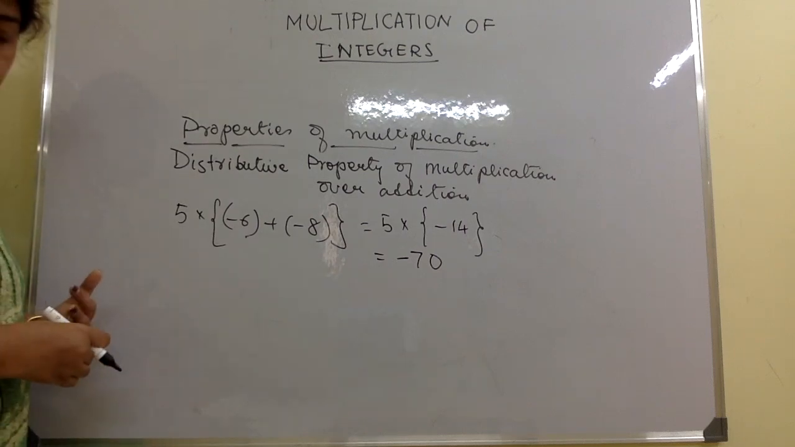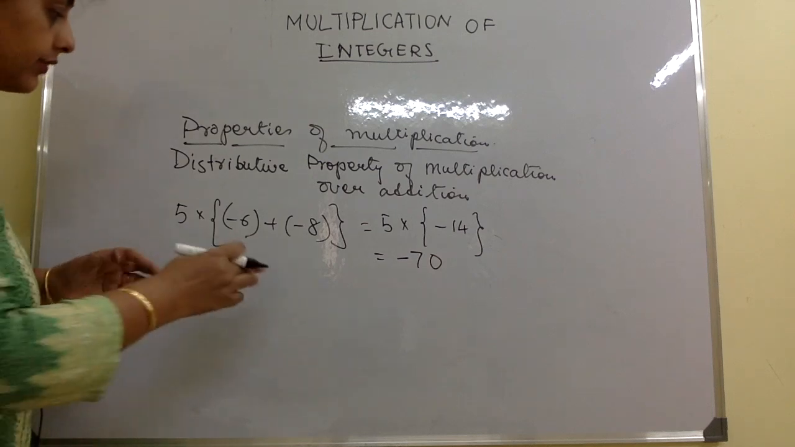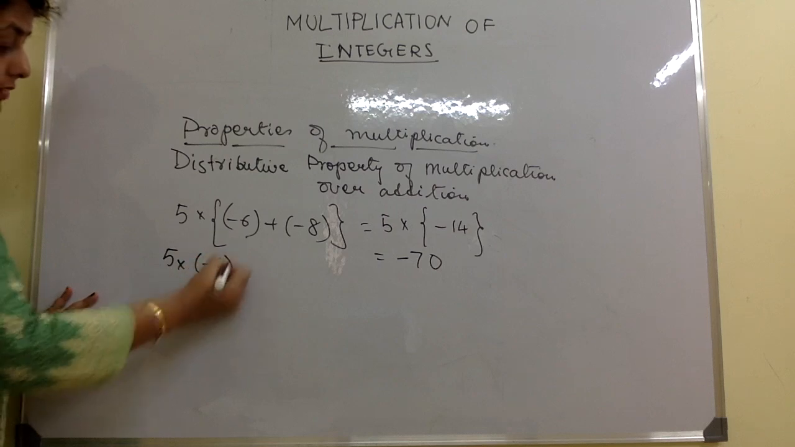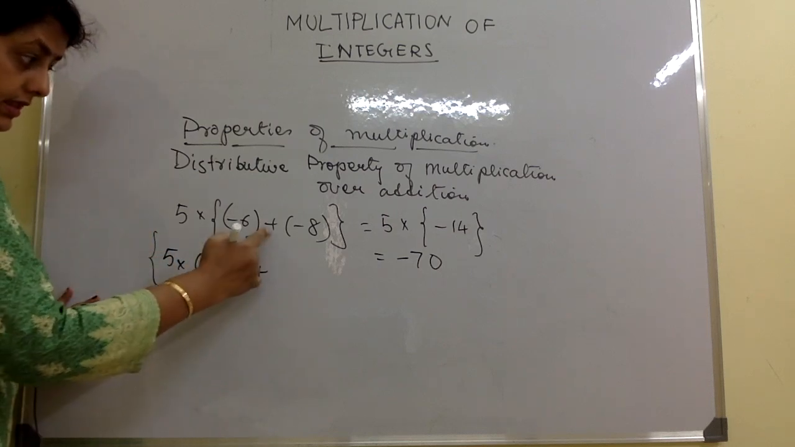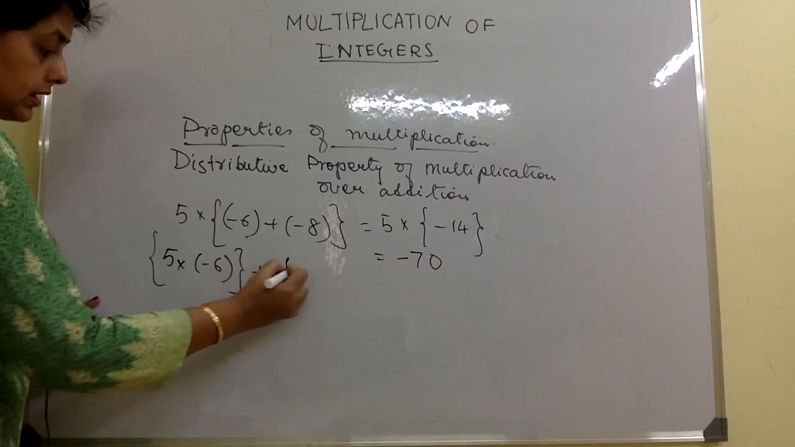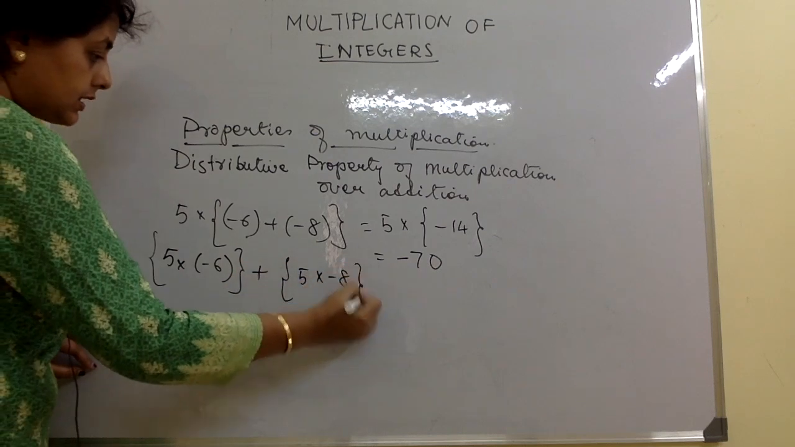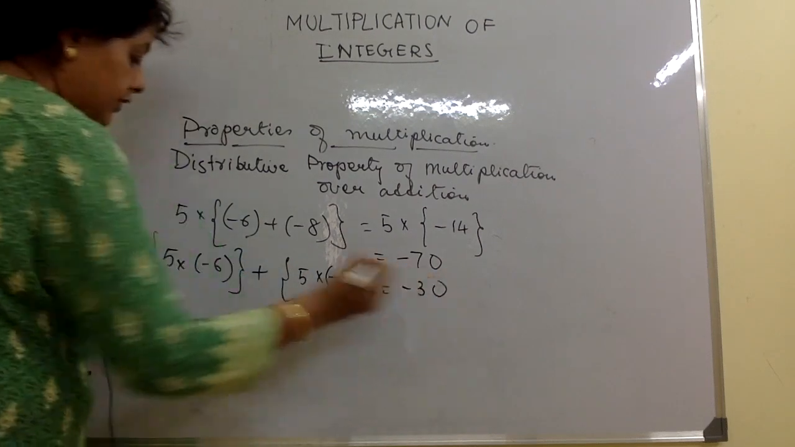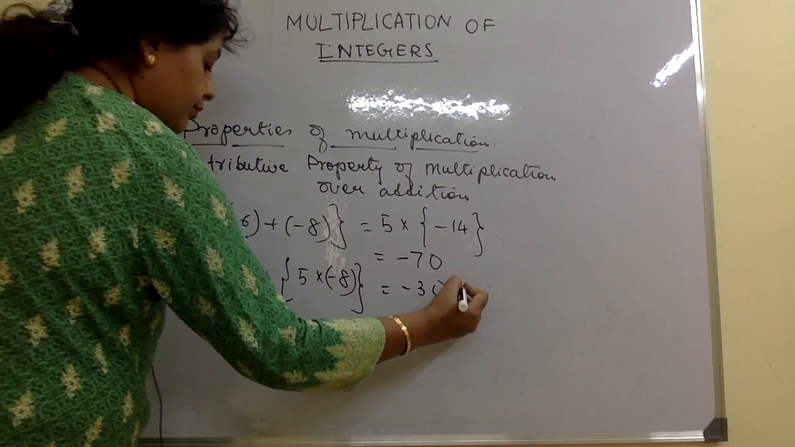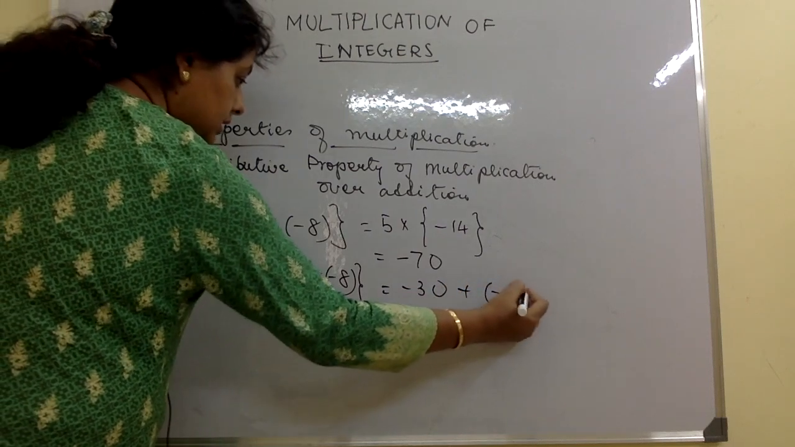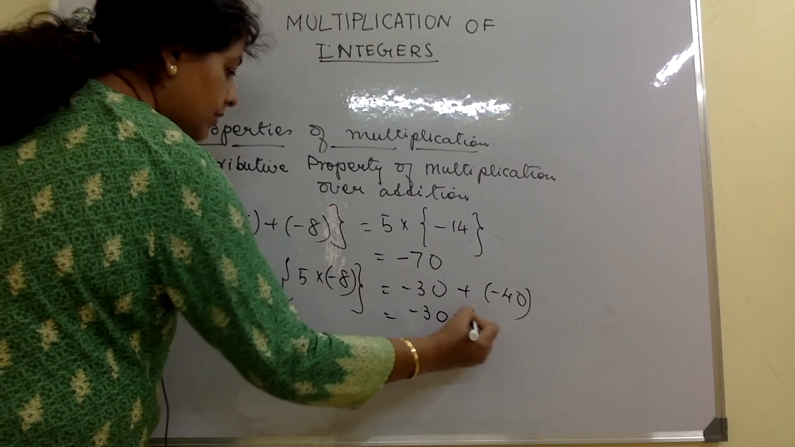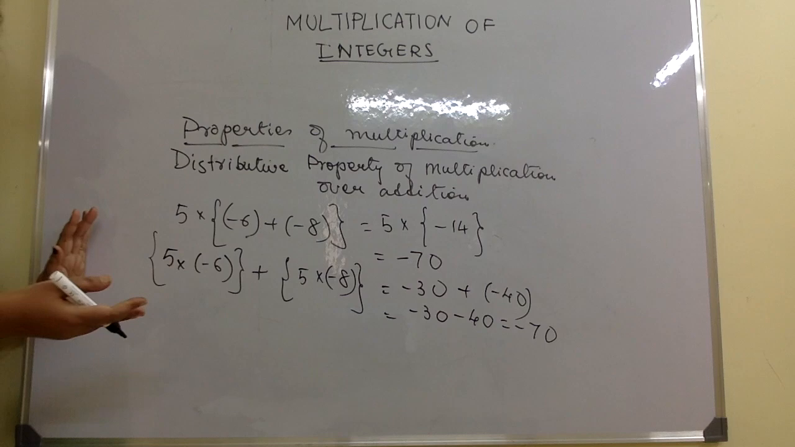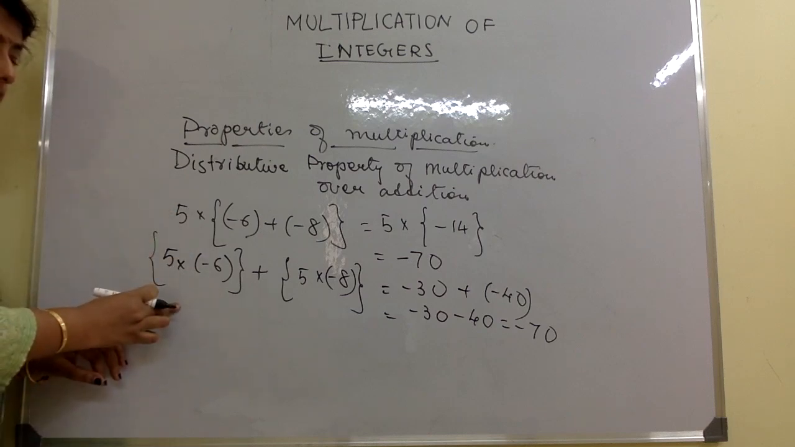Now the other way of writing this is 5 into minus 6 bracket closed, plus 5 into minus 8, and how much do I get? I get a minus 30 from the first bracket, and then I get a minus 40 from the second bracket, which is minus 30 minus 40, which is minus 70 again. So what did I get? I got this one equal to this one.